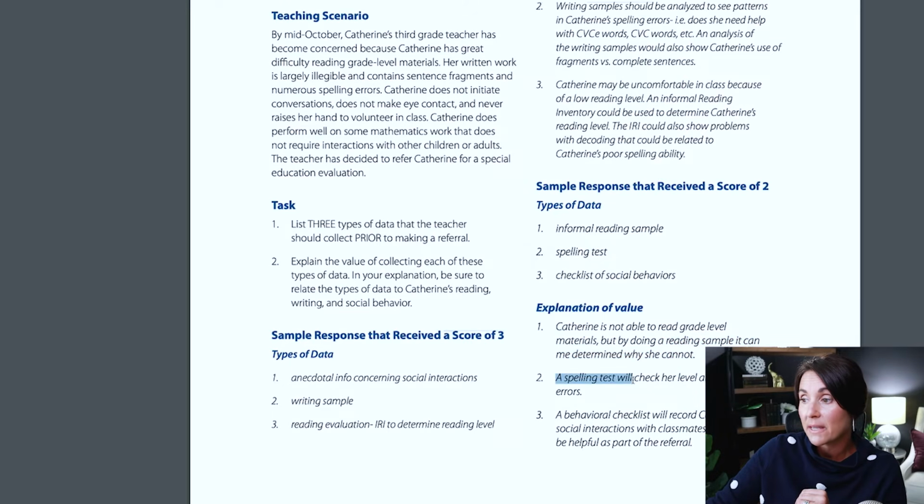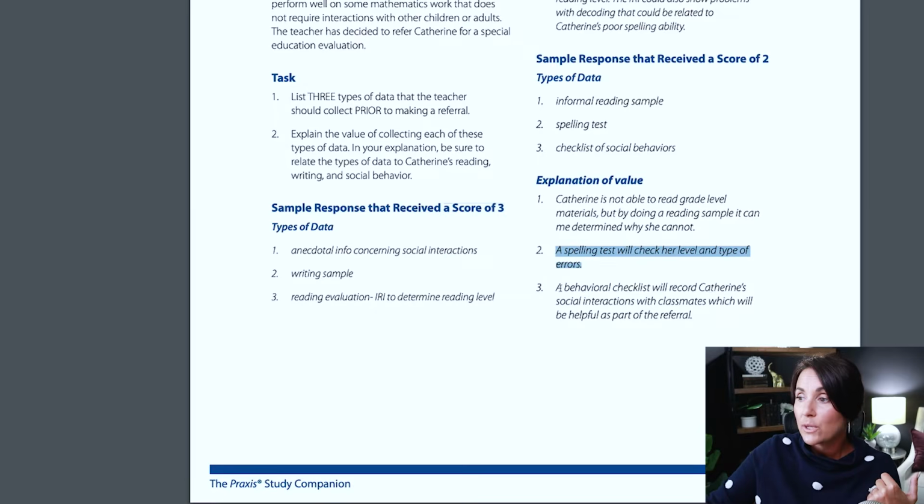Look at number 2. A spelling test will check her level and type of errors. Well, of course, that's what spelling tests do, but I need more specifics here. And 3, a behavioral checklist will record Catherine's social interactions with classmates. Of course, all you did was explain the strategies. You didn't tell me why they're of value specifically. So that's why this is a 2 and not a 3.